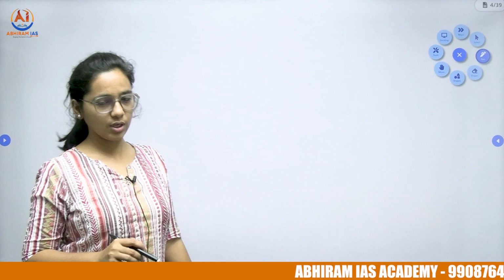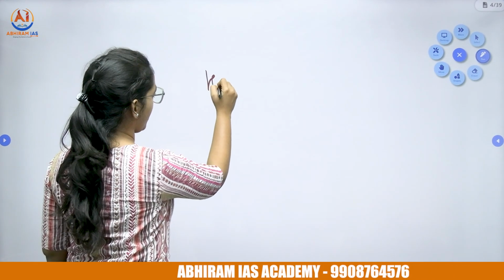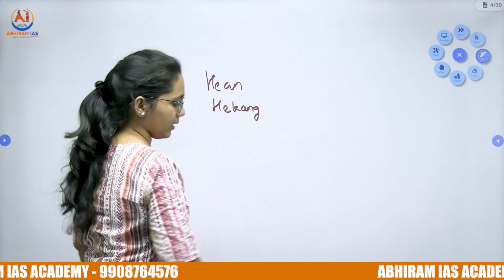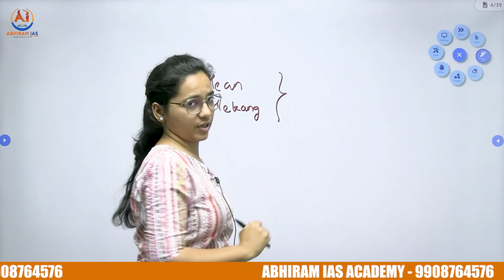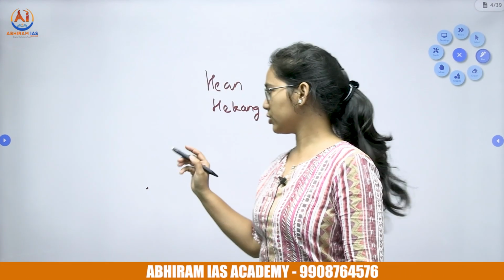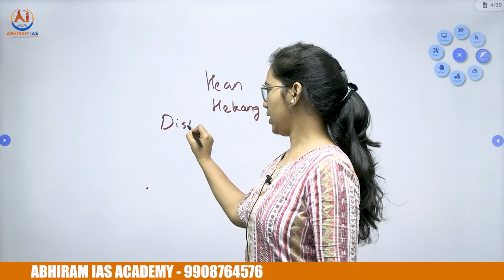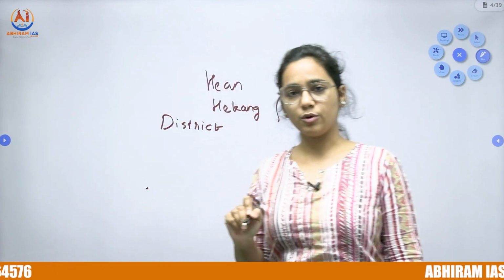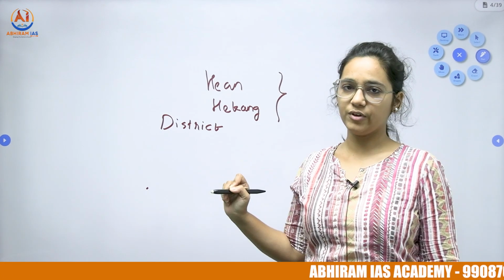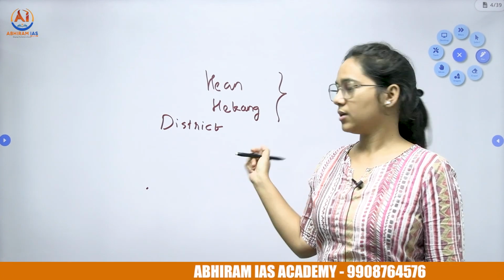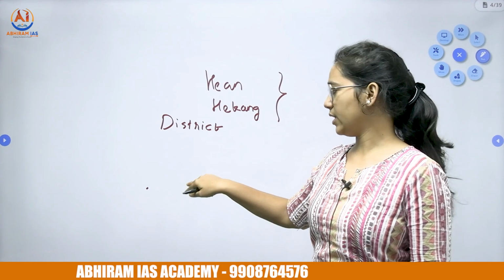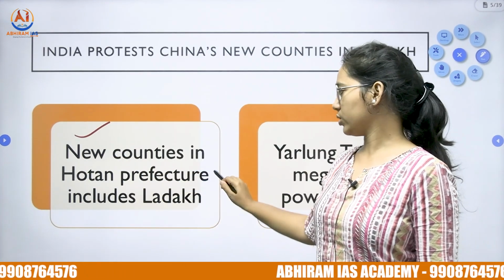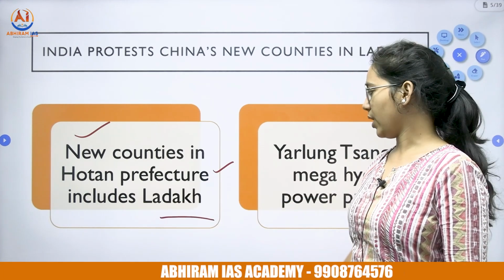So China has included two of the provinces, Heian and Heikang, in its Hotan Prefecture. So what is a prefecture? It is almost equivalent to a district in India. What are the administrative divisions in China? It is province, prefecture, county and then village, just like state, district, mandal and village in India. So it has included two new counties in Hotan Prefecture, which includes our parts of Ladakh.